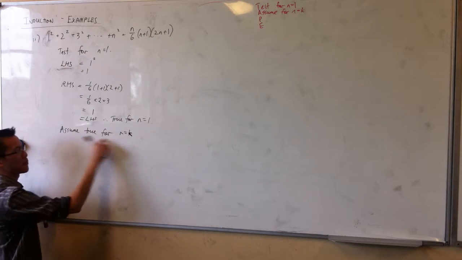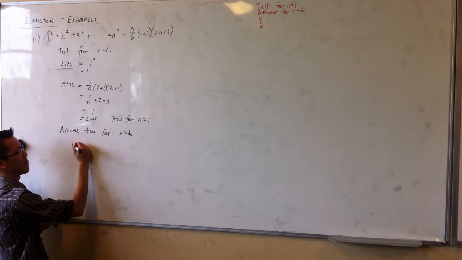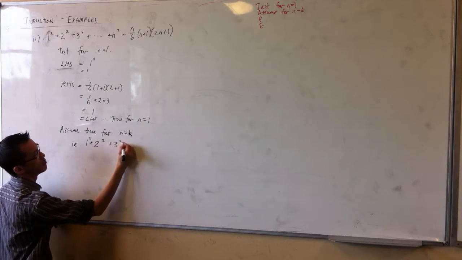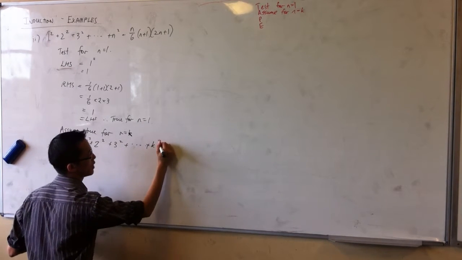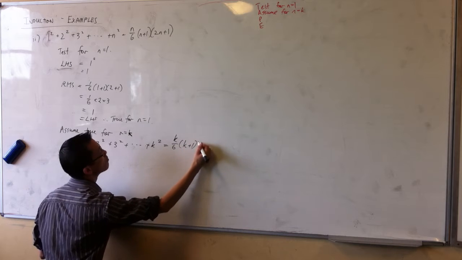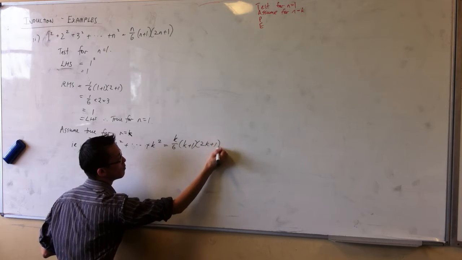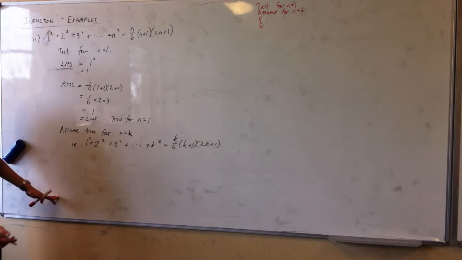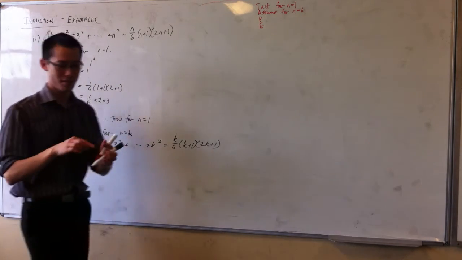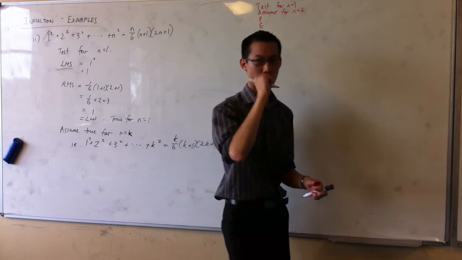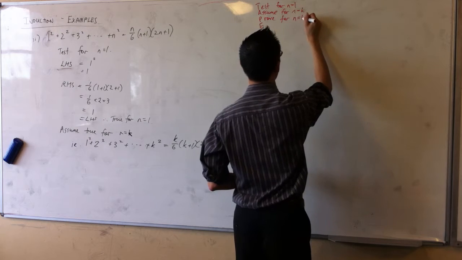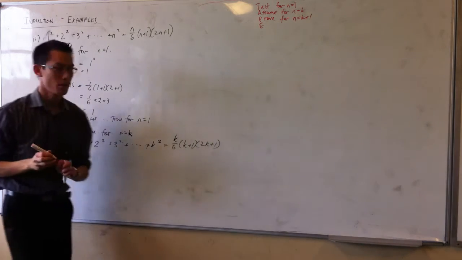So instead say, if I'm assuming it true for this value, what that means is, or what that looks like is, these values, all the way up to k squared, is equal to, okay, done. And now the work begins, okay? Because P stands for proof. Proof for the next value, okay?